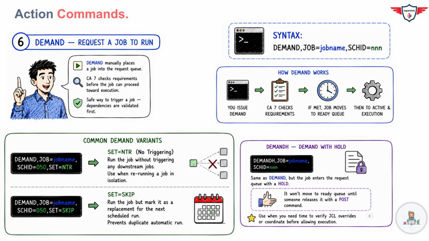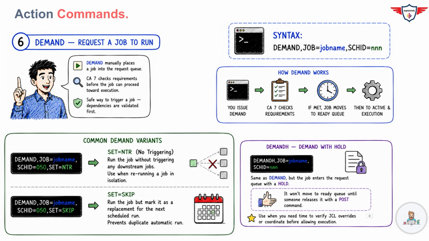Now let's talk about a couple of common variants of this command. So let's say you want to run a job in isolation. In that case, you can use DEMAND, comma, JOB equals job name, comma, schedule ID followed by the schedule ID of the job. After that, you can use the SET keyword followed by NTR. That means no triggering. So this would tell CA7 to run this job without triggering any downstream job in the stream. So this is your go-to when you want to rerun a single job in isolation without setting off a chain reaction.